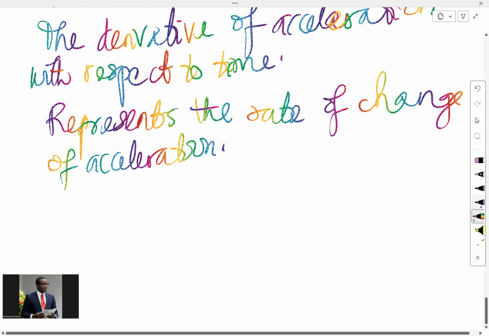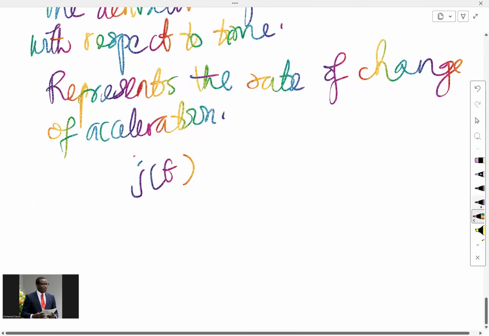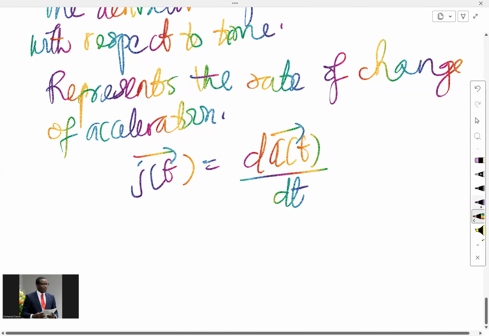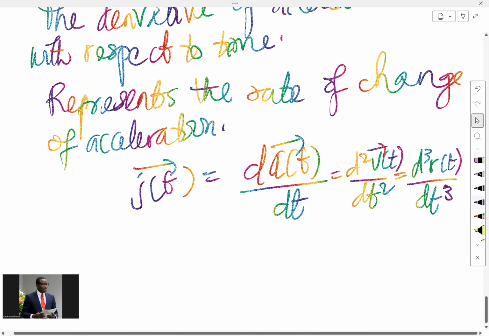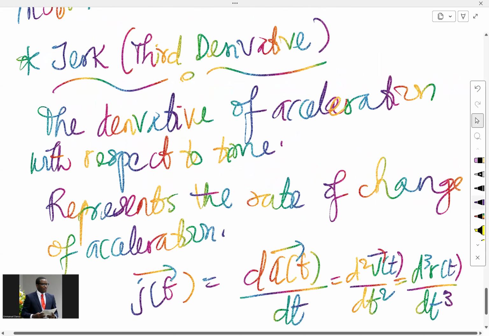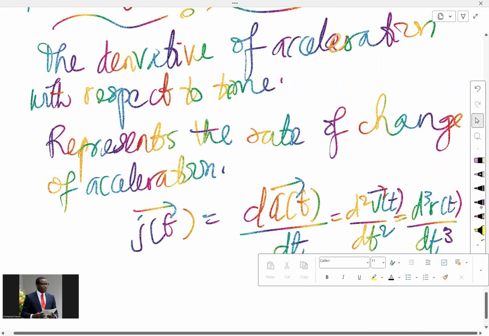What that simply means is that you can have j of t, which is a vector, equal to dA of t over dt. Of course, A of t is acceleration. So that's like d squared v over dt squared, differentiating the velocity vector a second time. And that's the same thing as d cubed r of t over dt cubed, like differentiating the position vector 3 times. That is the jerk. So that is what is called a jerk. And interestingly, we have the fourth derivative, which is called the snap.